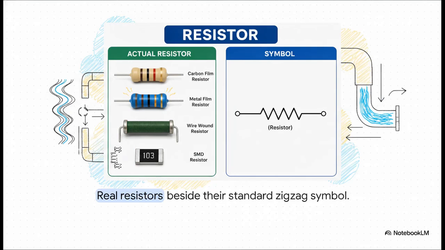What's really fascinating here is how the standardized symbol beautifully matches its actual function. If you look at real resistors, like your carbon film, metal film, wire wound, or those tiny surface mount devices, and compare them to the standard zigzag symbol, well, that jagged line perfectly represents opposition to smooth flow. It's exactly like a physical zigzag path slowing down water rushing through a pipe.